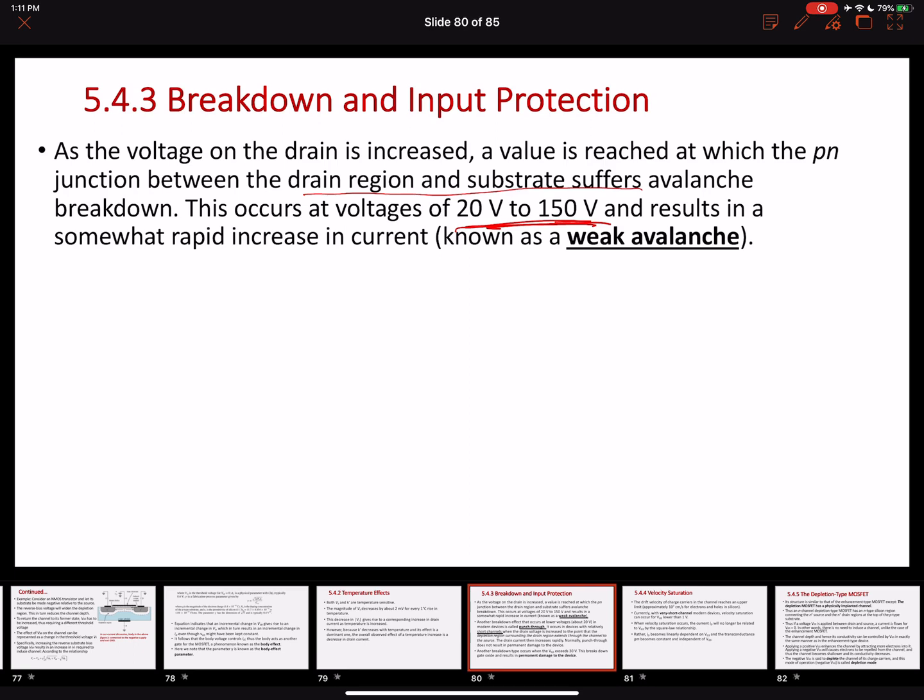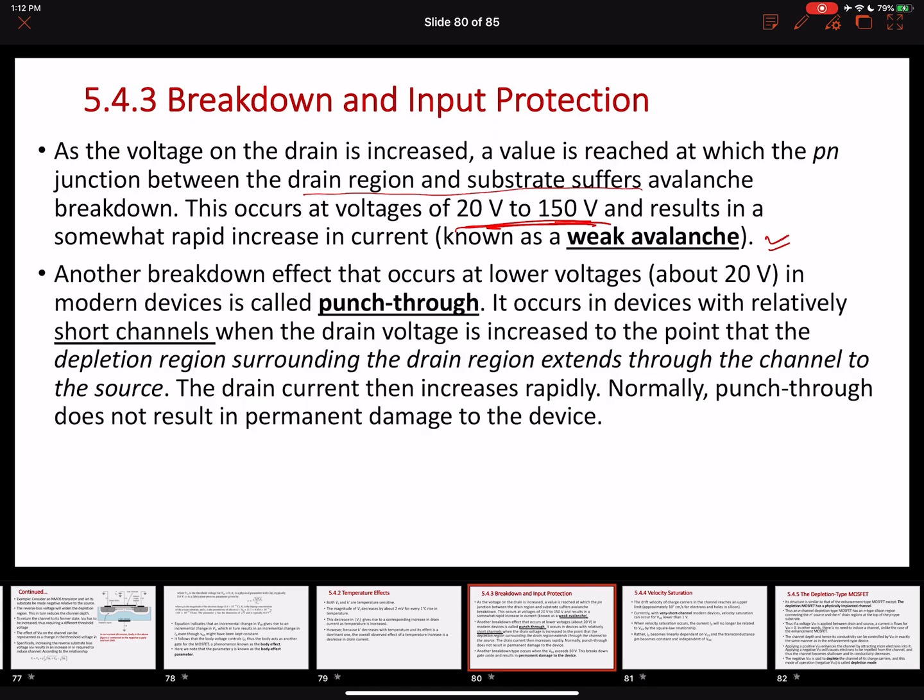And if you remember some of the details from the PN junction chapter, the earlier part of the diodes chapter, in an avalanche we are going to have a rapid increase in the flow of the current. So this avalanche is known as a weak avalanche.